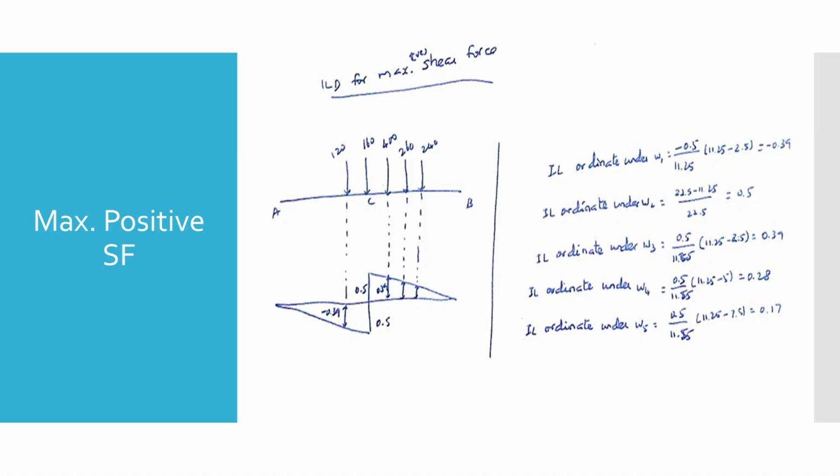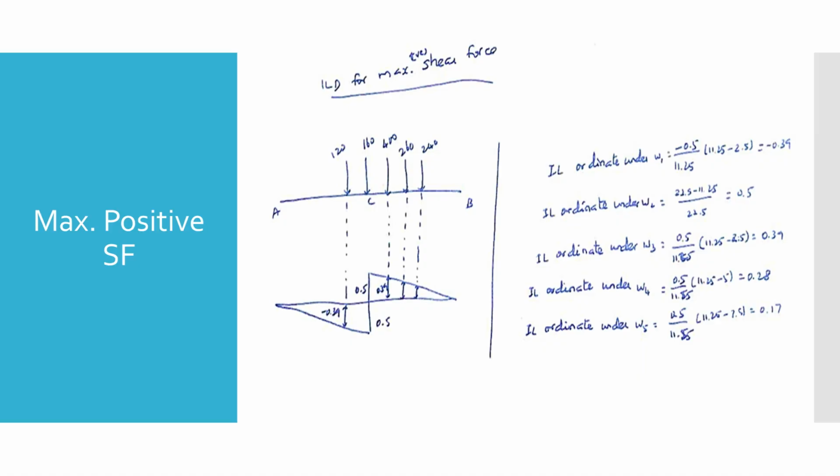section C, we can construct our influence line diagram. Using the geometric properties of a simply supported beam, the baseline peak positive ordinate directly under W2 at the center section is 0.5. By applying linear interpolation across the remaining 2.5 meter load spacings, we determine the exact ordinates under every wheel load. The resulting values are minus 0.39 under W1, a positive 0.5 under W2, 0.39 under W3, 0.28 under W4, and 0.17 under W5.